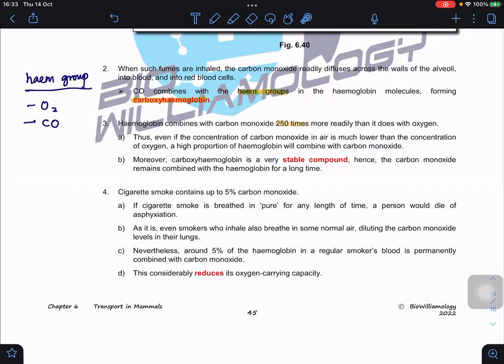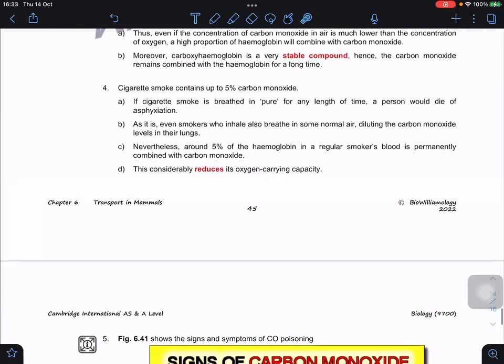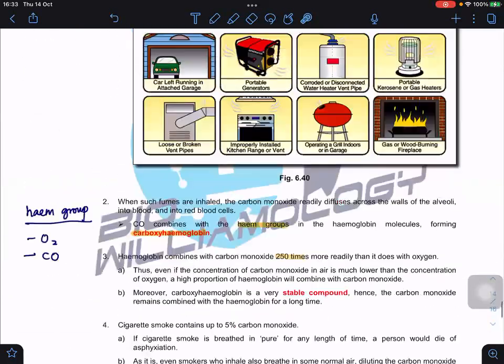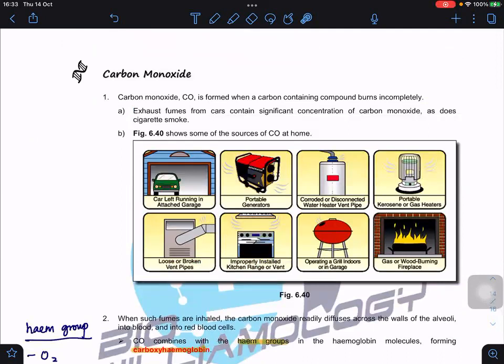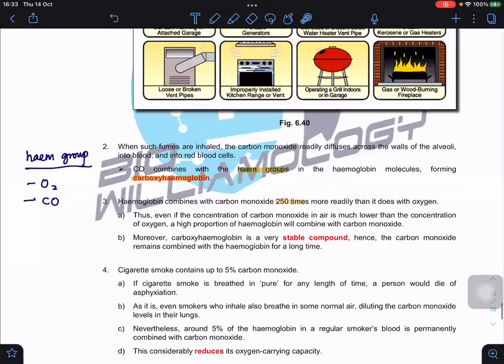The combination of hemoglobin with carbon monoxide forms carboxyhemoglobin, a very stable compound. The process is effectively irreversible. When Hb combines with carbon monoxide, this compound is very, very stable and it will remain combined for a very long time. Okay. So where is the CO coming from, if let's say we are not exposed to this? The main source is actually when we smoke.